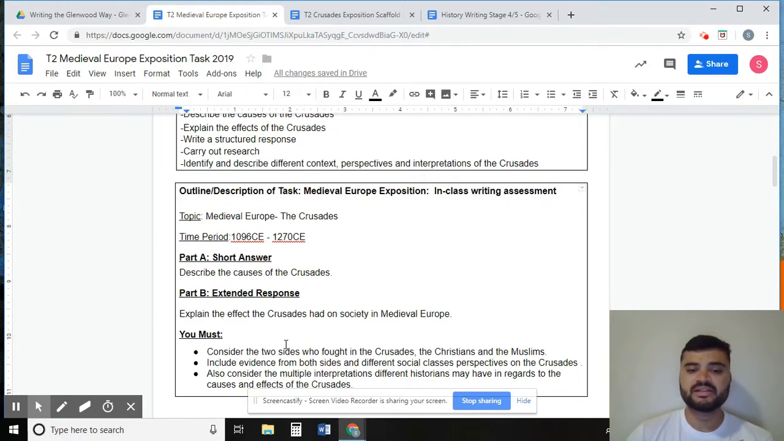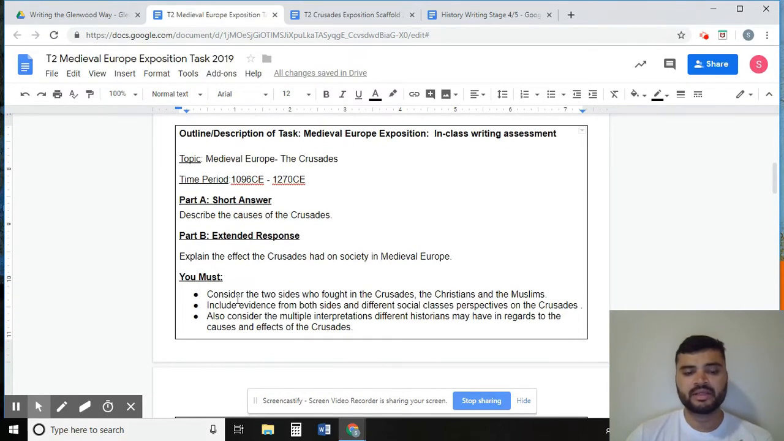Things you must consider in your assessment. Consider the two sides who fought in the Crusades, the Christians and the Muslims. Include evidence from both sides and as well as different social classes' perspectives on the Crusades. Also consider the multiple interpretations different historians may have in regards to the cause and effects of the Crusades.